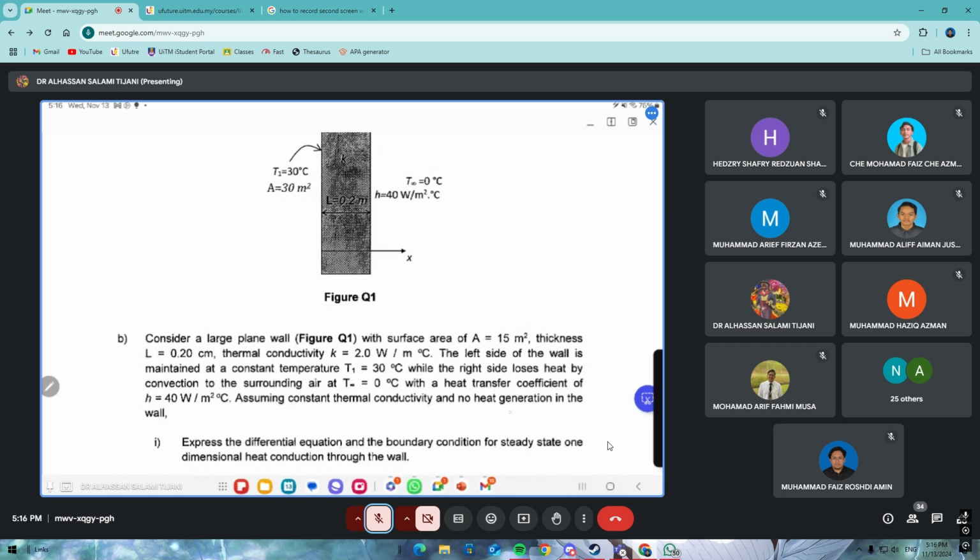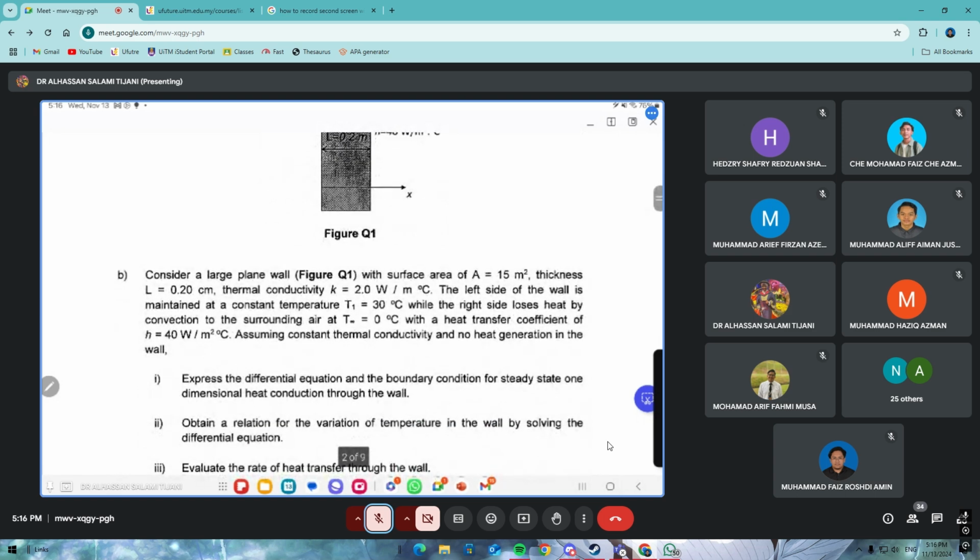Assuming constant thermal conductivity and no heat generation in the wall, express the differential equation and the boundary condition for steady state one-dimensional heat conduction. Okay, so here what we are supposed to do is to write down the general equation for three-dimensional heat conduction in a rectangular object.